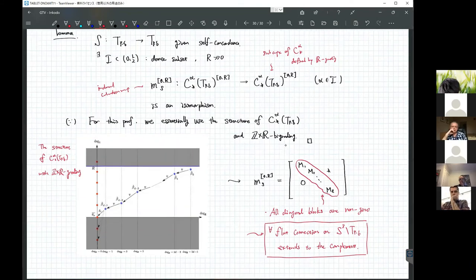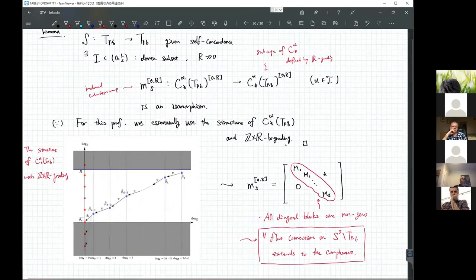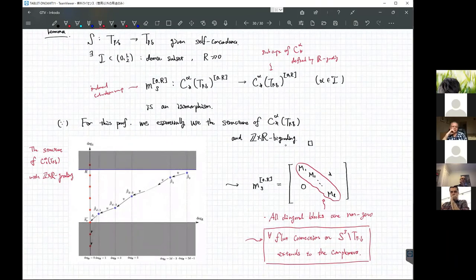And using this lemma, the induced cohomology map has a form like this. And here all diagonal blocks are non-zero because this is an isomorphism. And the diagonal blocks are defined by counting flat connections over the concordance complement. So this shows that all flat connections on the complement of the torus knot extend to the concordance complement.